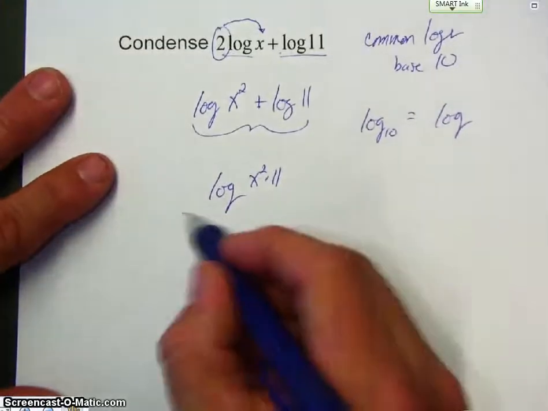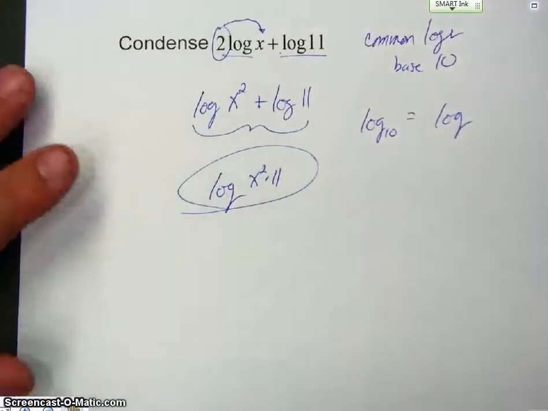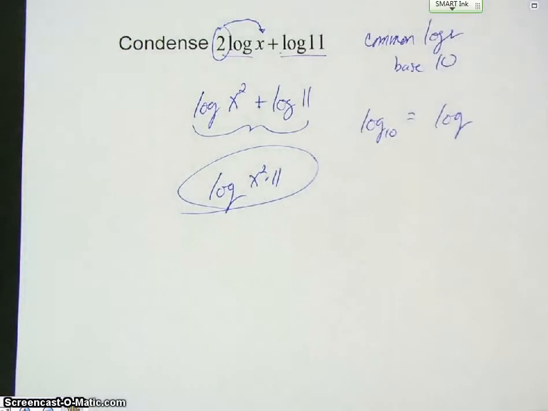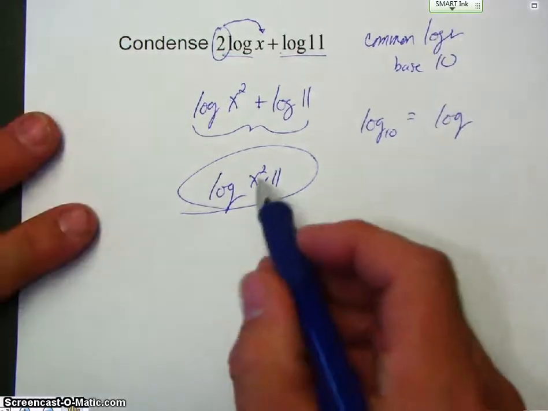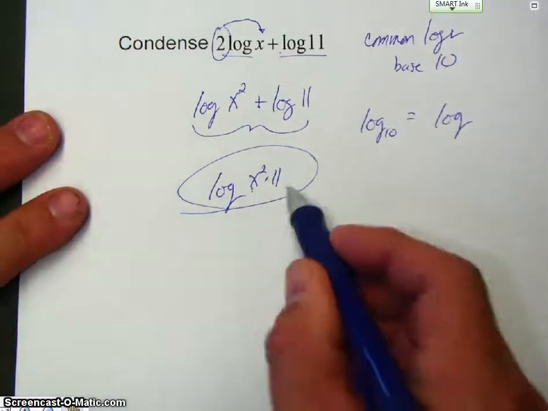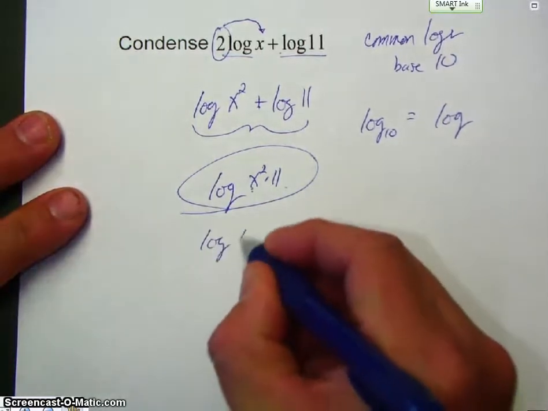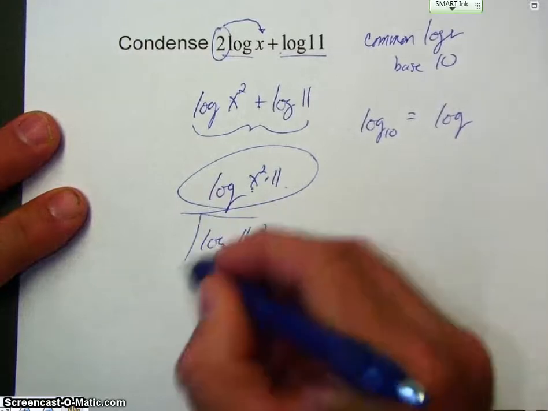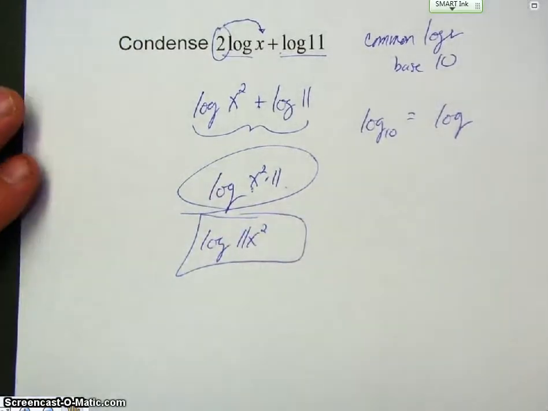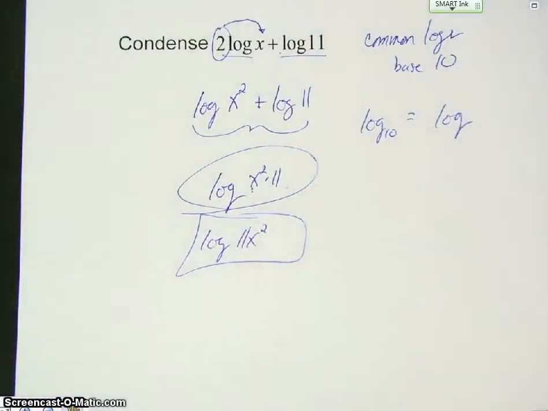Now you can leave it like this, that's fine, but in mathematics, just like in English, there's proper grammar, proper pronunciation, and all that wonderful stuff. Here you always put the variable last. So 11x squared. That will be the proper way of writing your answer.